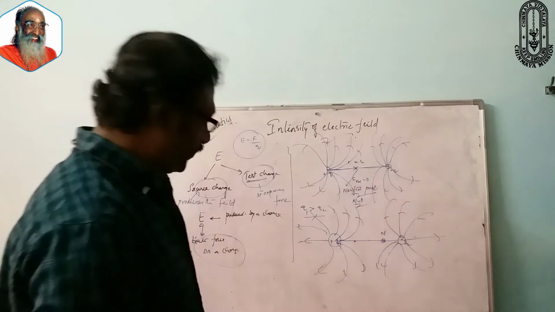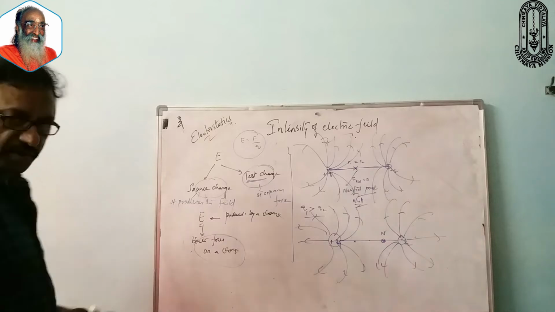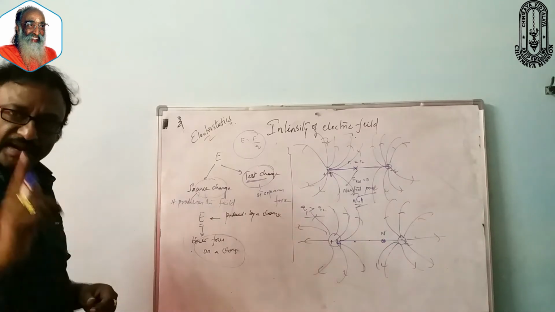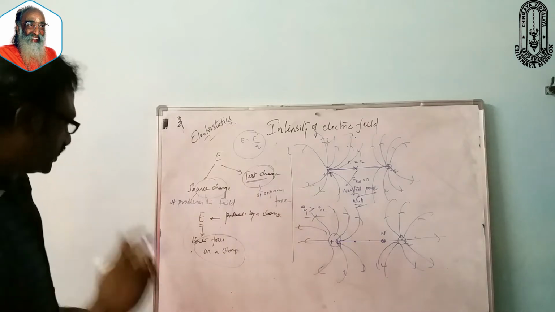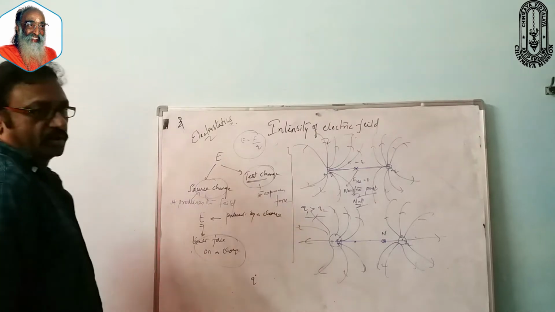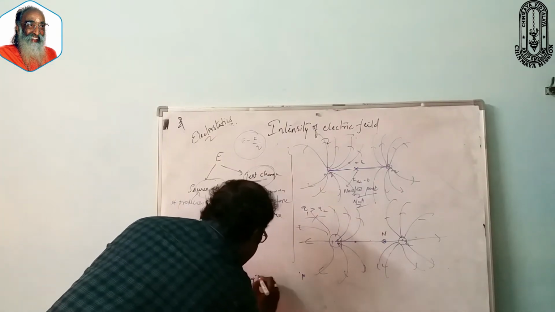Okay. Now after that, one more concept here. Already we talked about the intensity of electric field at a point due to a charge. Suppose a charge Q is there and I am going to select a point P at a distance R.